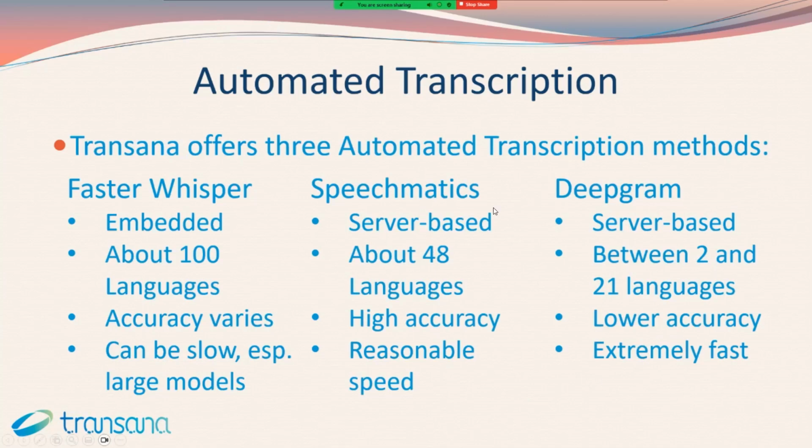Speechmatics and DeepGram, because they're running on a server, are able to throw much more powerful hardware at the issue of automated transcription, whereas because Faster Whisper runs on your own computer, it's using what your computer brings to the process. And as a general rule, your computer is going to be slower than the computers that these companies are running their processes on. And that's why the embedded system of Faster Whisper is slower than the others.